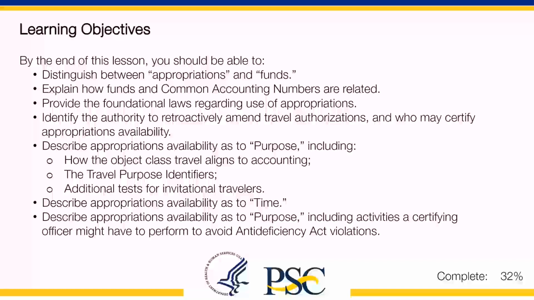Describe appropriations availability as to purpose, including how the object class travel aligns to accounting, the travel purpose identifiers, and additional tests for invitational travelers. Describe appropriations availability as to time. Describe appropriations availability as to purpose, including activities a certifying officer might have to perform to avoid Antideficiency Act violations.